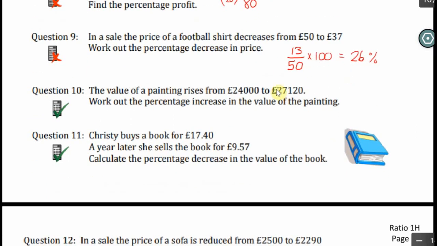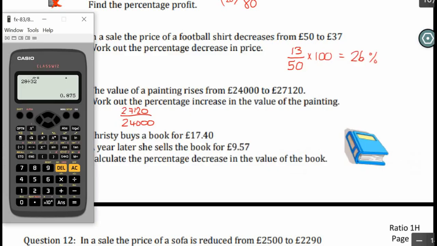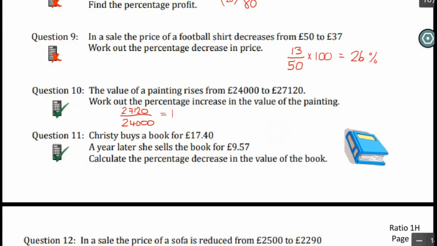Okay, on to the calculator ones. Work out the percentage increase of the value of the painting. It's gone from 24,000 to 27,120. I'm now going to switch to using method 2. I'm going to divide new by old, just so you get a taste of both methods. 27,120 divided by 24,000 gives 1.13. So that's a 13% increase.